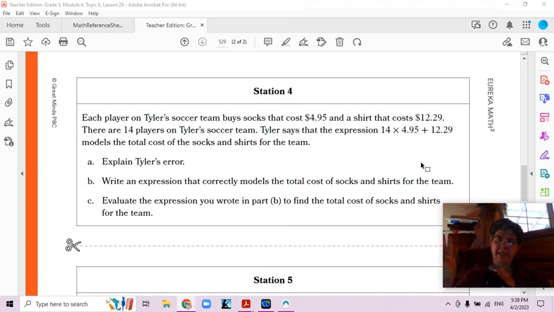Let's make that number 3 in Edpuzzle. What's wrong with this expression? Write an expression that correctly models the total cost of socks and shirts for the team, and evaluate the expression you wrote in part B for the total socks and shirts for the team.